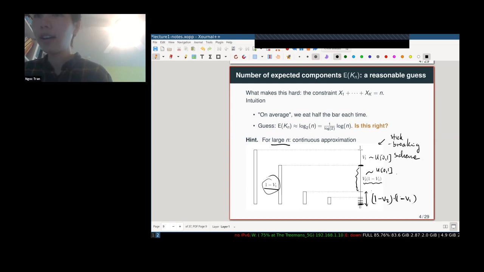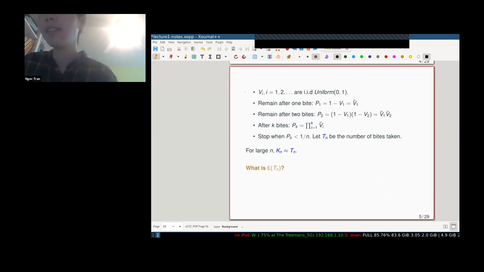And then here I would draw again a V3 that's uniformly on 0, 1, right? And if I times that with V3, then I get the size of the piece that I eat on day 3, right? And so on. So you can see the recursion.